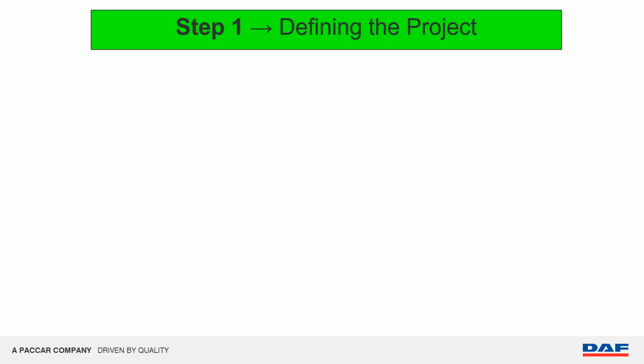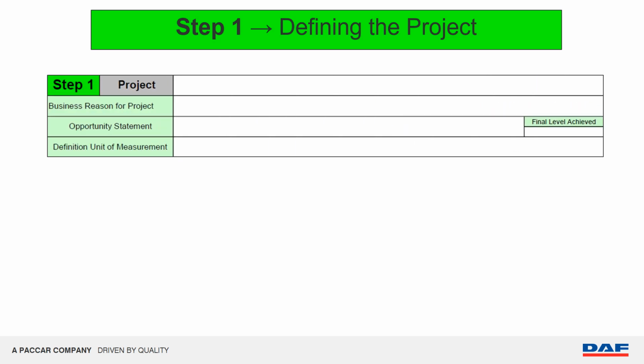Step 1 is all about defining the project. A good project definition consists of addressing all 3 key elements.